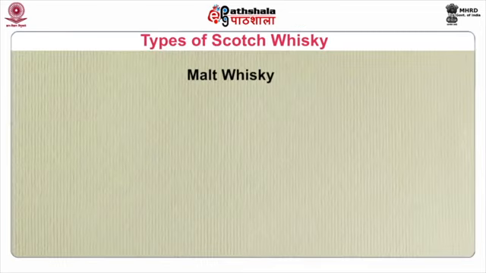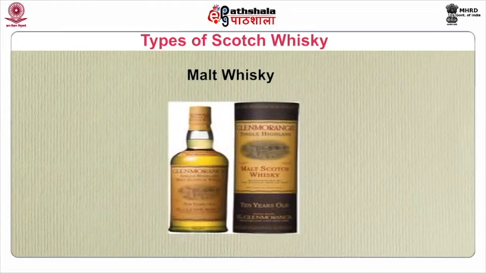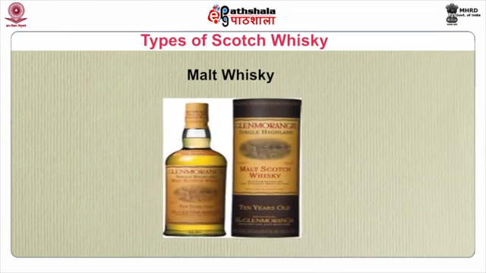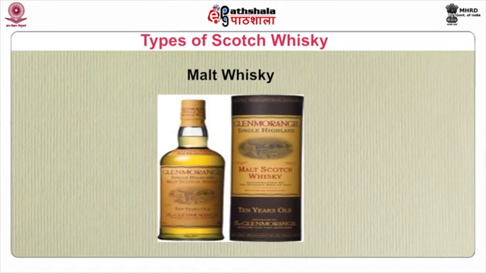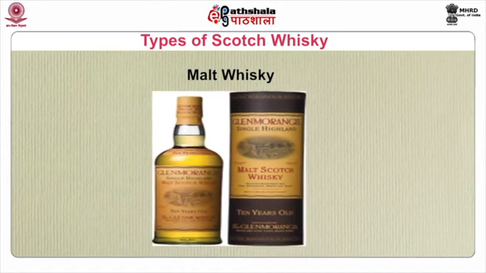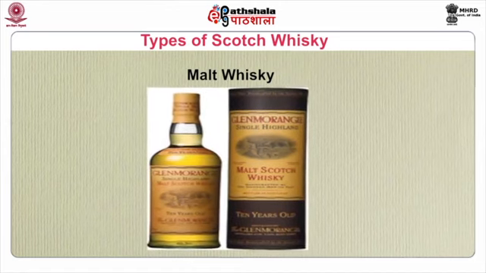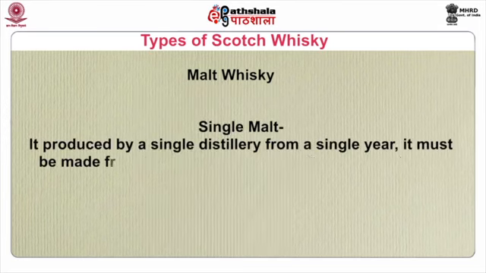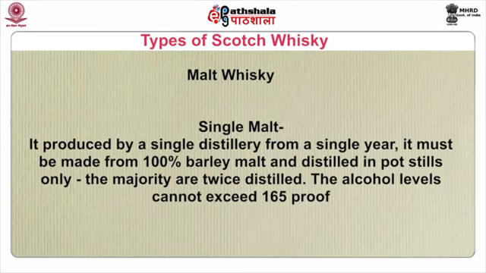The third is malt whisky. All Scotch malt whiskies must be produced only with malted barley. You will find malt whiskies sold as either single malt or vatted malt. Single malt. It is produced by a single distillery from a single year. It must be made from 100% barley malt and distilled in pot stills only. The majority are twice distilled. The alcohol levels cannot exceed 165-degree proof.